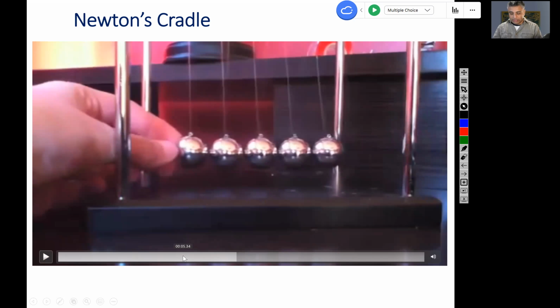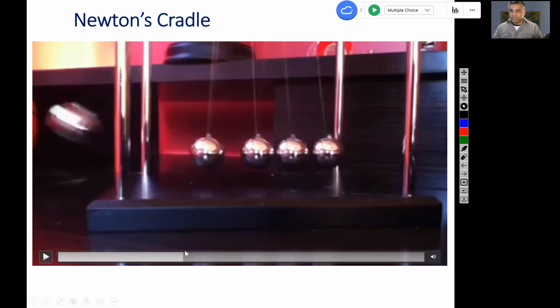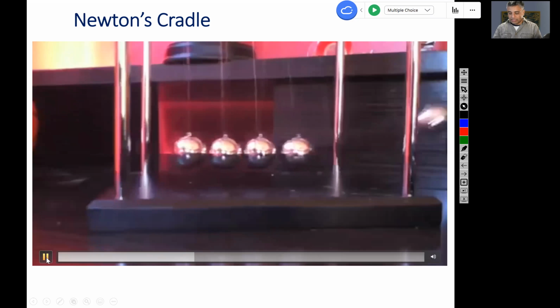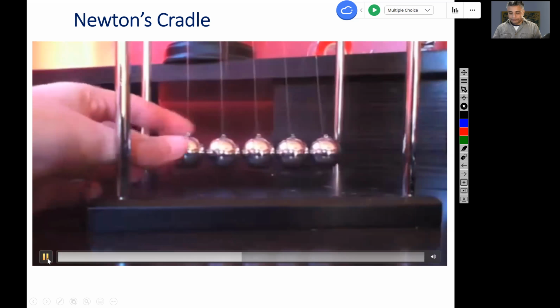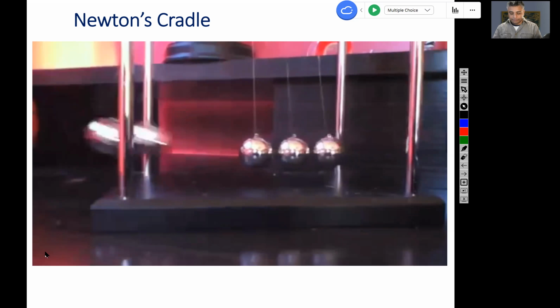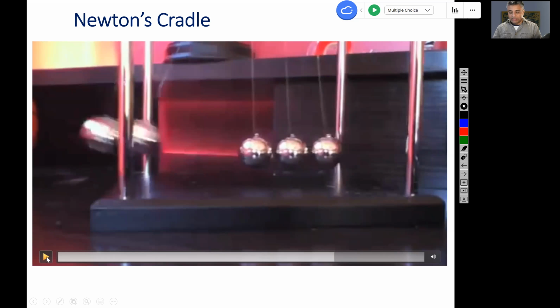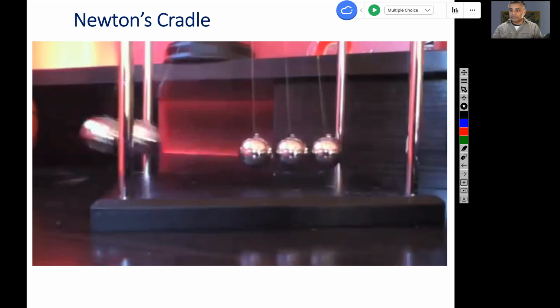So notice, one ball comes in from this height here, it hits, and one ball goes out to about the same height. Did you notice that? Now, when you are hitting with two of them, what happens? Two are coming out and reaching about the same height.